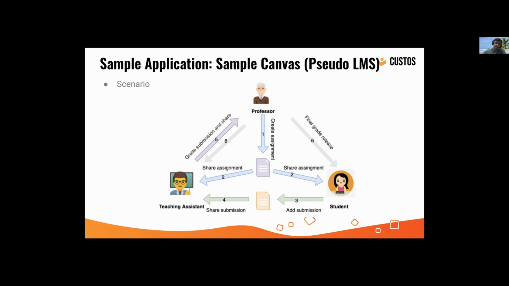So the professor will look over all the gradings and then do or modify the gradings given by the teaching assistant, so he can make his own grading and then do the final grade release. So this is the use case that we are trying to illustrate using the Custos capabilities. In order to illustrate these capabilities, we have come up with a sample Canvas, which, as I mentioned, is a very lightweight learning management system.